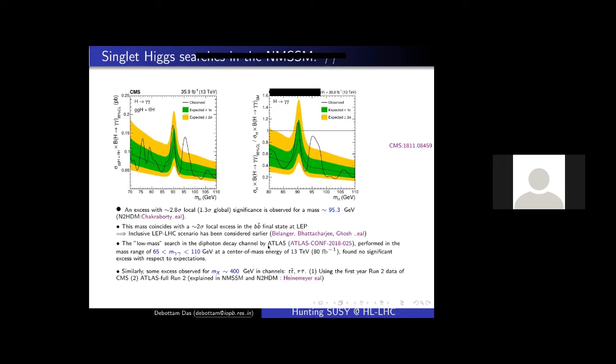But recently, what I found is that at 400 GeV, again, there was some excess reported in the t t-bar and tau tau-bar final state. The first one was using the first year run of Run 2 data, and the second one the ATLAS full Run 2 data. And these guys have written this paper. This group has written a paper recently.